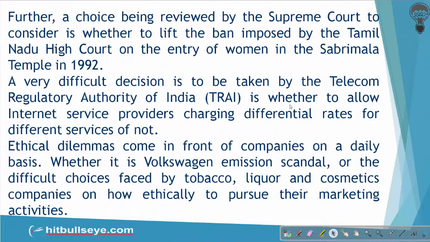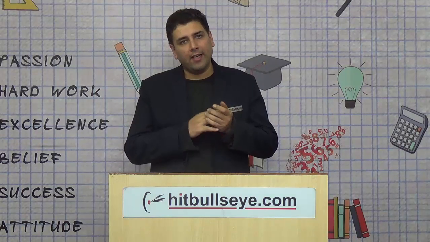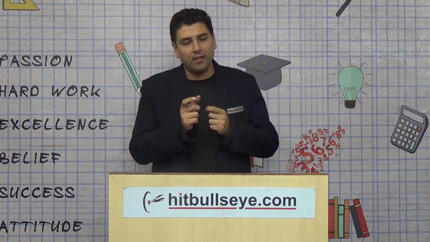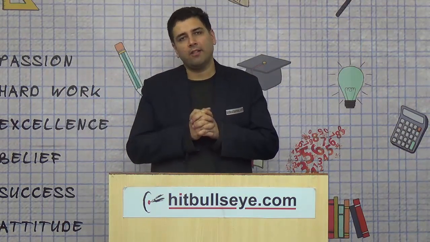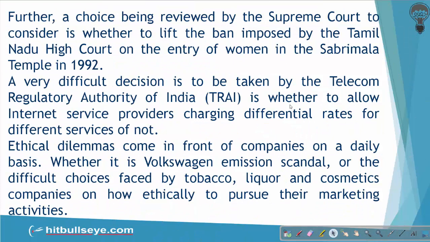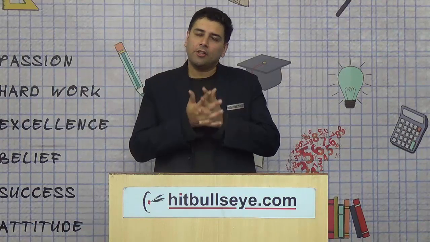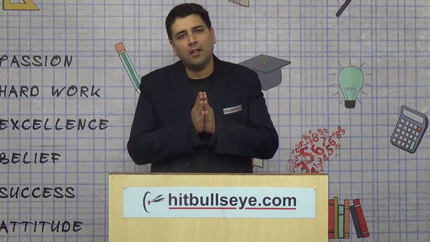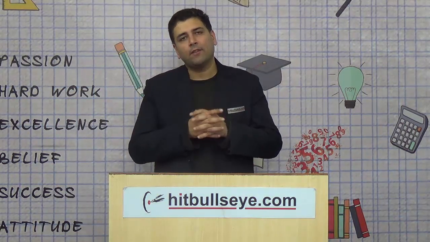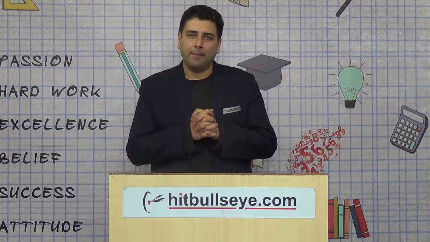Then I have talked about the Supreme Court's decision on lifting the ban on women in the Tamil Nadu temple. Okay. Now again, I have mentioned a specific case. I have mentioned the time when the ban was there, and so this is the data which supports my content point. Again, a difficult decision which has to be made. I have also taken the example of TRAI in the next point, that is the Telecom Regulatory Authority in India, whether they should allow internet service providers to charge differential rates. So I have been talking about the free basics kind of service which Facebook was offering some time back, right?